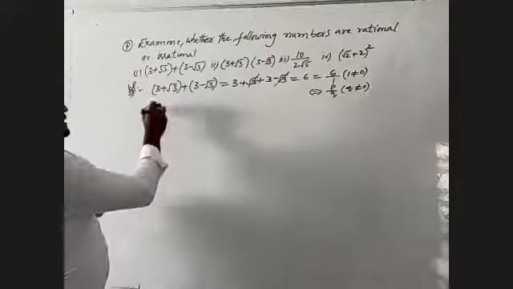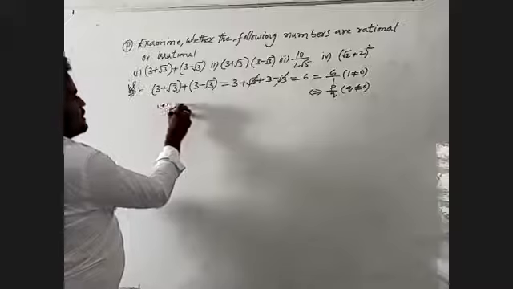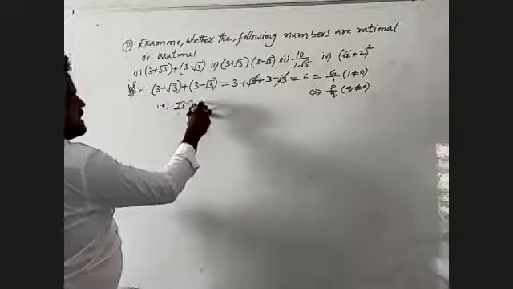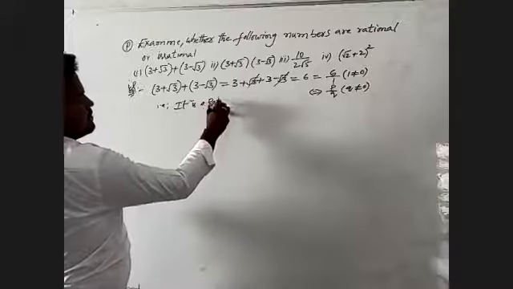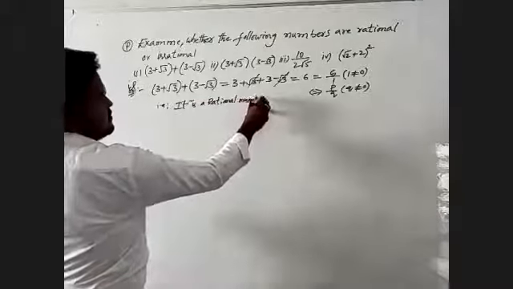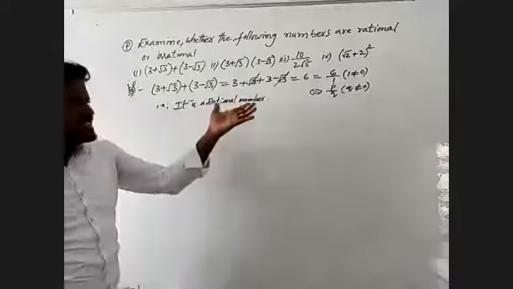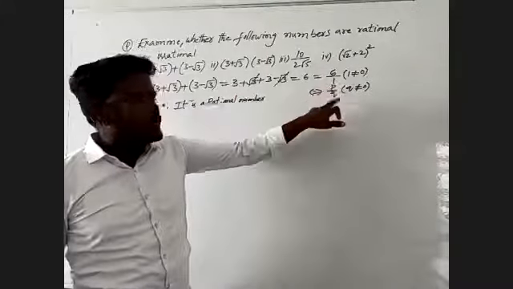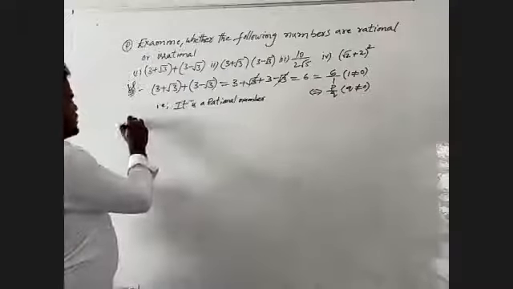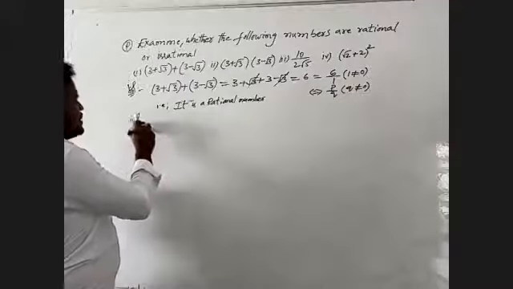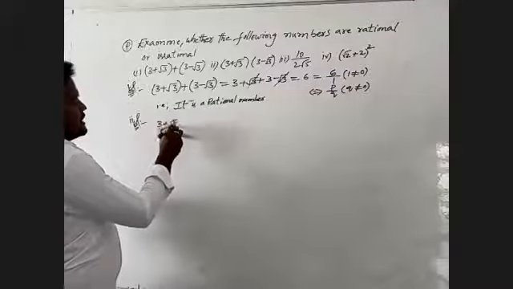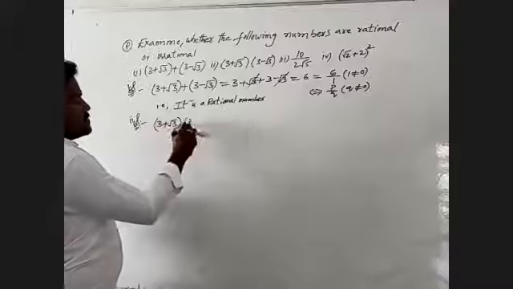That is, 3 plus root 3 plus 3 minus root 3 is a rational number. Well, observe, it is a rational number when it is of the form p by q and also q is not equal to 0. Now I am going to the second one, that is 3 plus root 3 into 3 minus root 3.